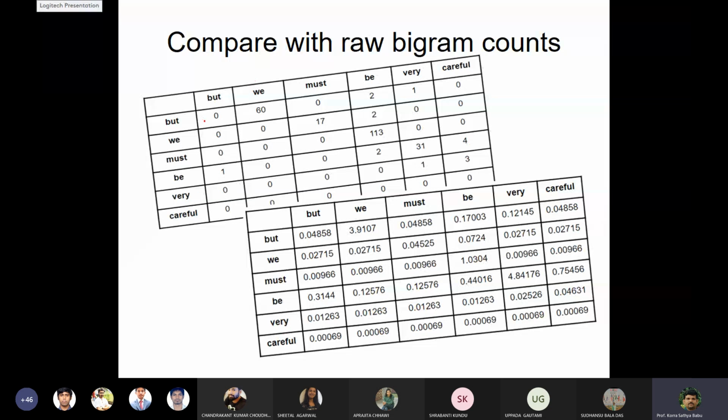Here, this is a sparse matrix. There are so many zeros here. But in the second matrix, there are no zero occurrences. We are trying to overcome the zero occurrence problem, and this is one of the methods.